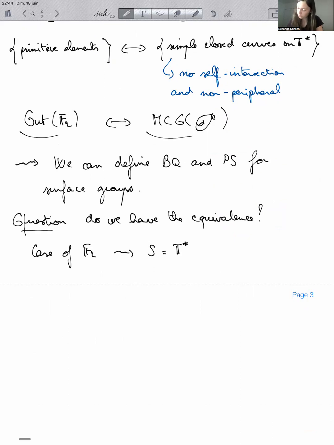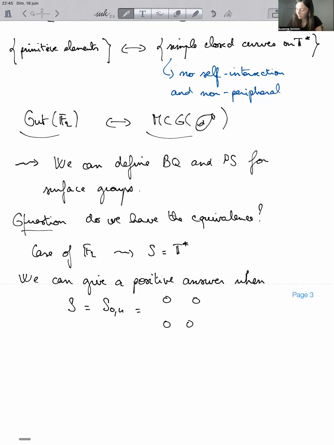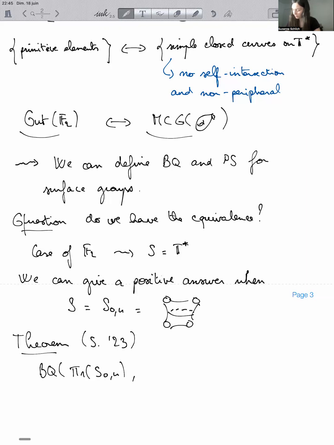And we can also give a positive answer when the surface S is the 4 punctured sphere. We take the sphere and remove 4 points. In this case, we can also prove by similar methods that the set of Bowditch representations for this surface is the same as the set of primitive stable representations.